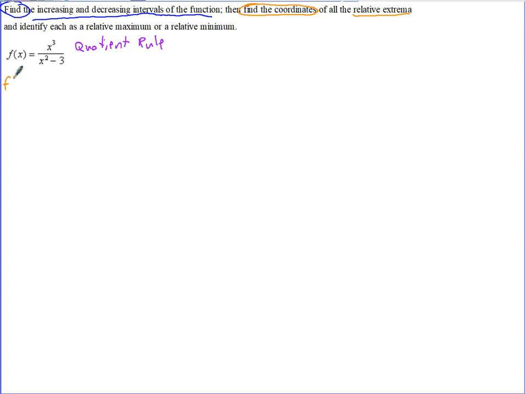So the first derivative, f prime of x, would equal the derivative of the numerator, derivative of x cubed, 3x squared, times the denominator as it is, x squared minus 3, minus the numerator as it is, x cubed, times the derivative of the denominator, 2x, all divided by the denominator as it is squared.